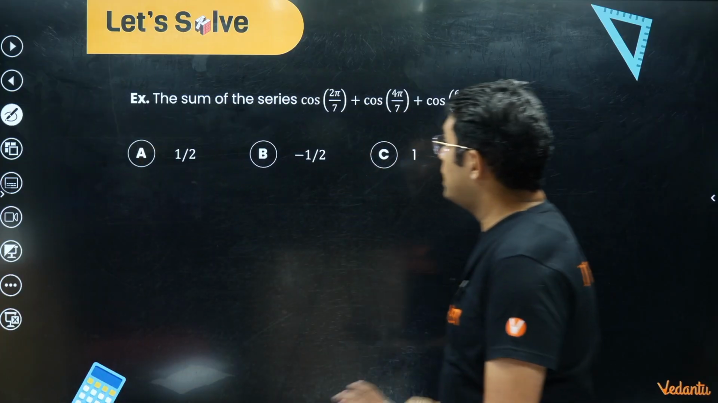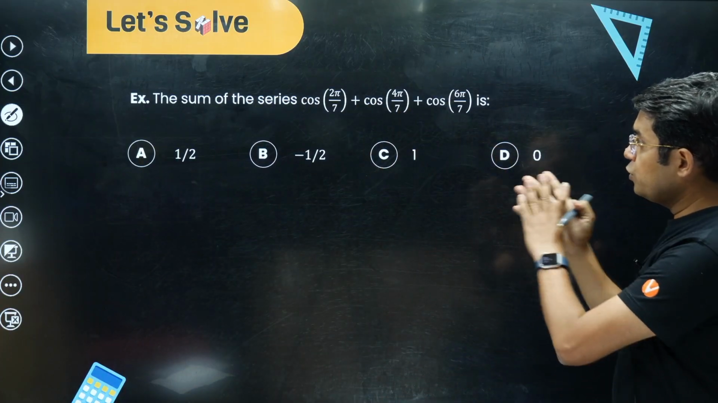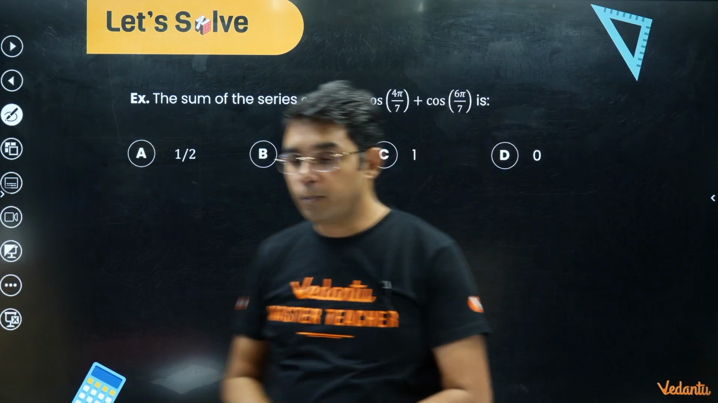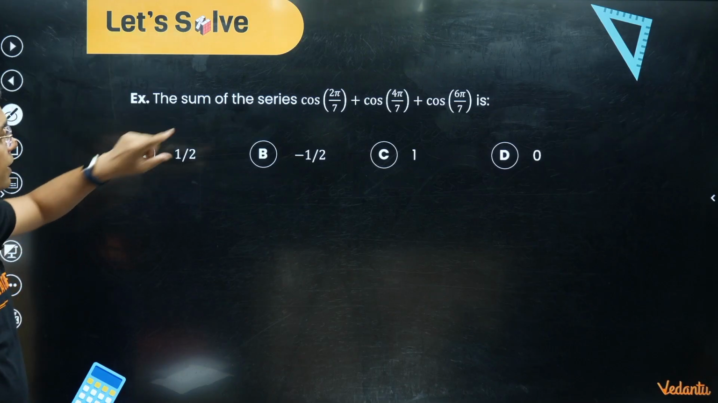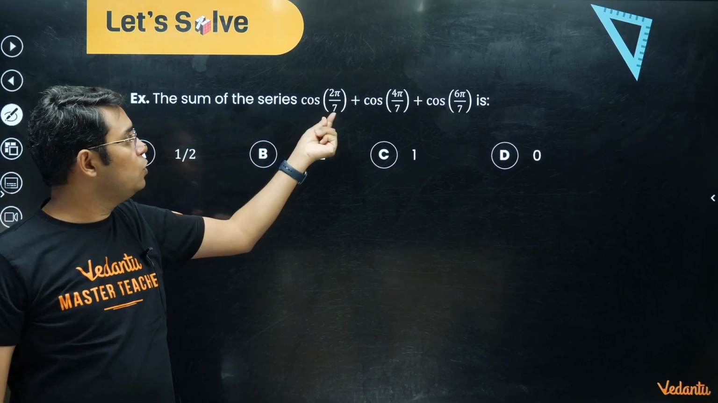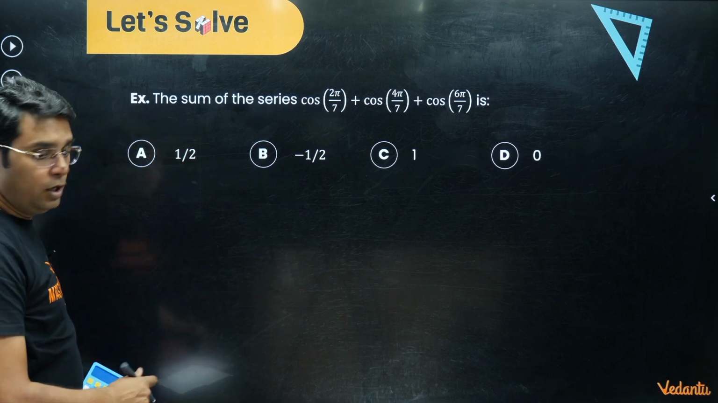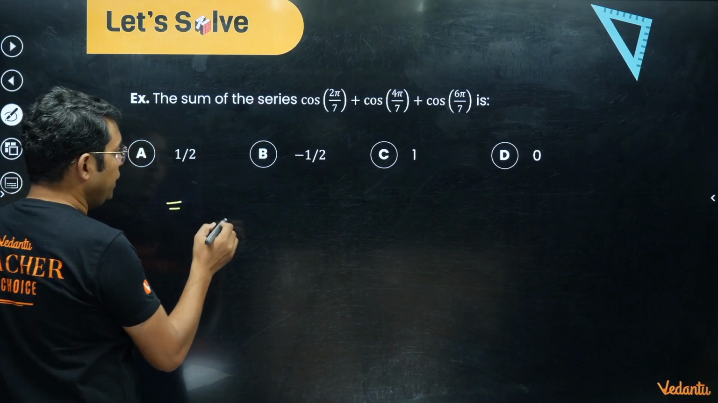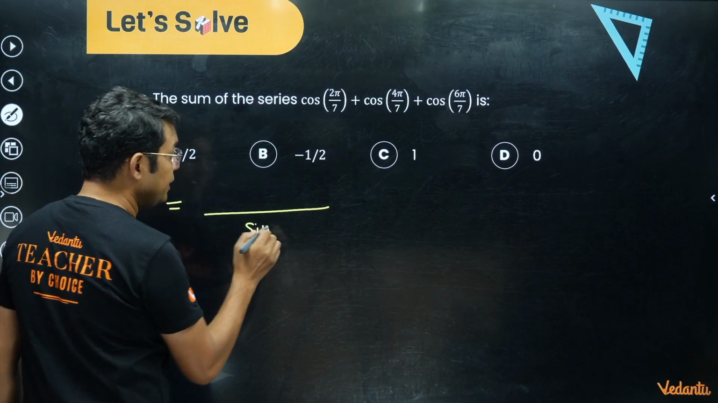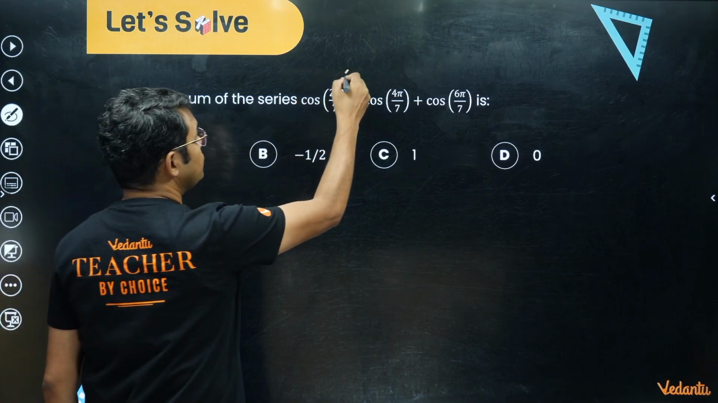Now this question: sum of the series cos of 2π/7 plus cos of 4π/7 plus cos of 6π/7. You can see the angles are in AP: 2, 4, 6. If they are in AP, you can use that result. I told you it will be sine of D by 2, and D here is 2π/7.